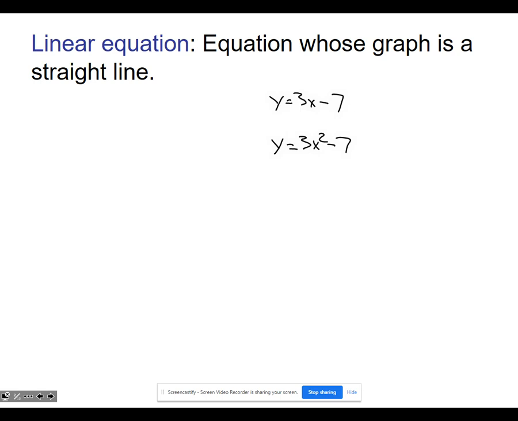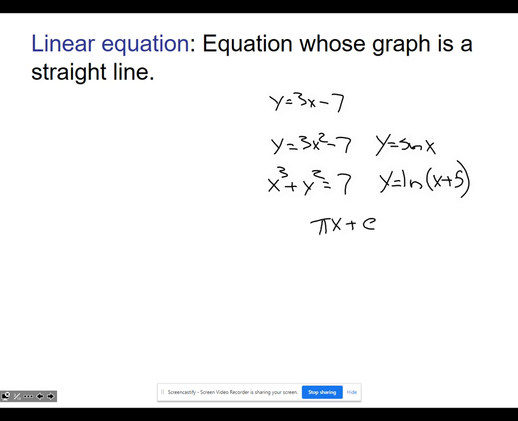But then when the equations start morphing a little more, how about an x cubed plus a y squared is equal to 7? Not a line either. How about y equals the sine of x? Not a line. How about y equals the natural log of x plus 5? Not a line. How about pi x plus ey is equal to 12? That is a line.